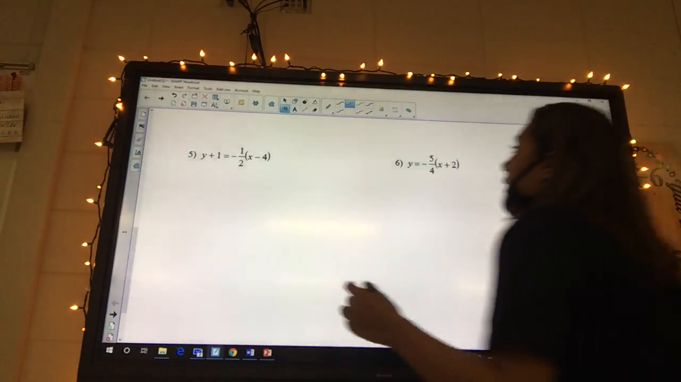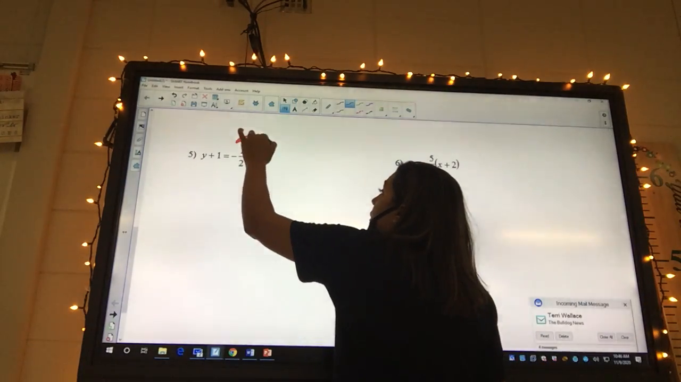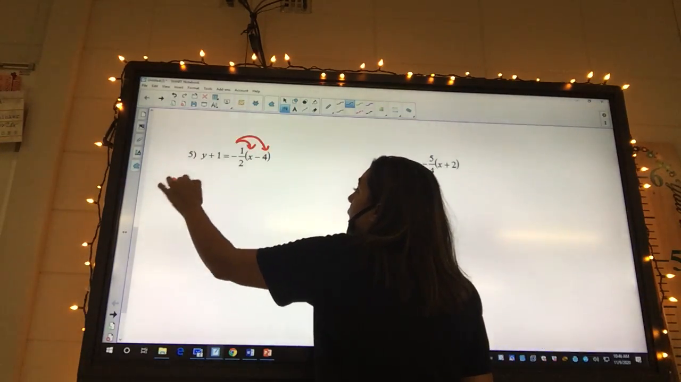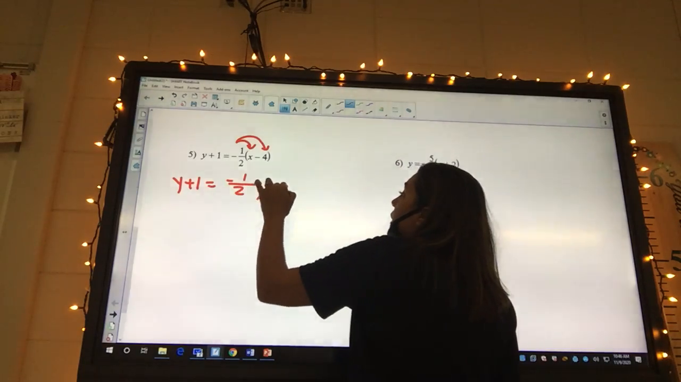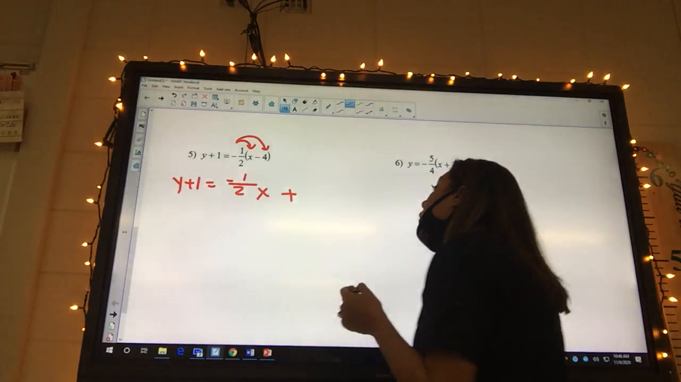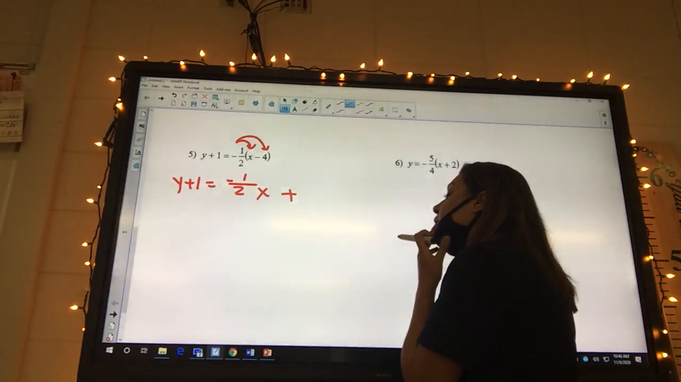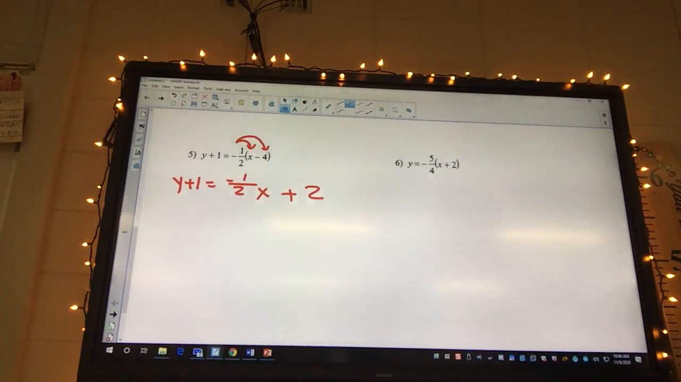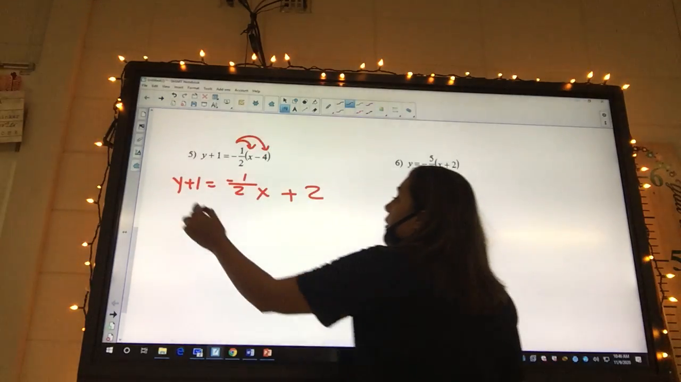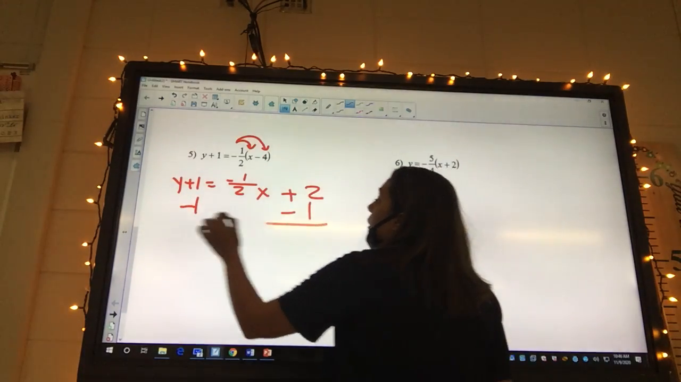So first we need to distribute. I got y plus 1 equals negative 1/2 x plus 4. Use your calculators for the fractions. Even I use the calculator for the fractions. And then what's going to be our last step always? Minus 1.